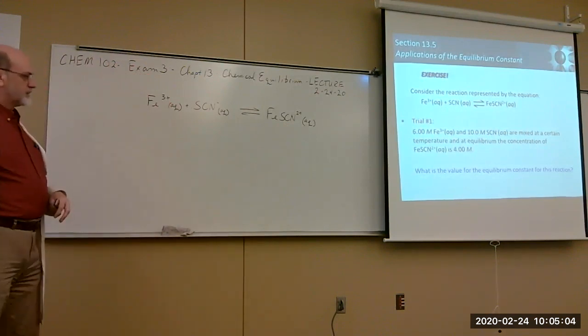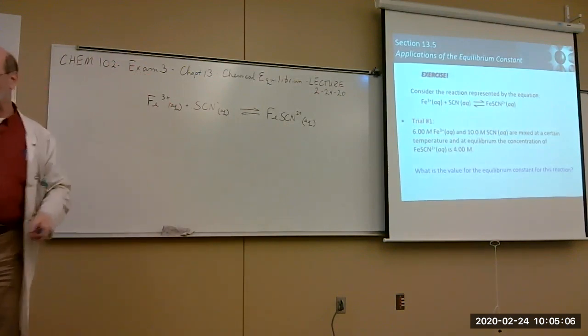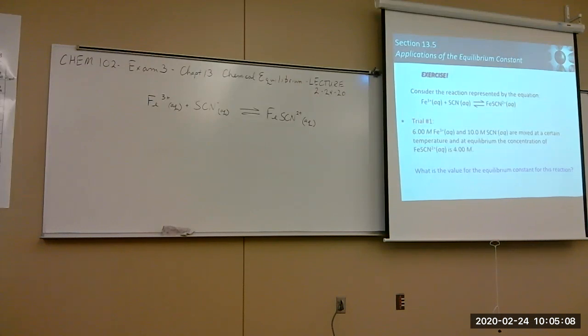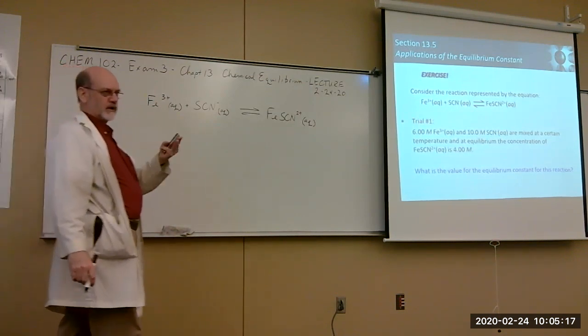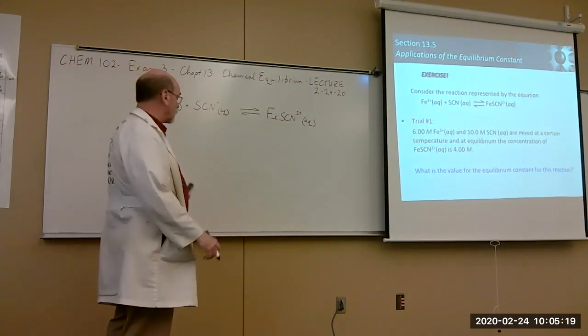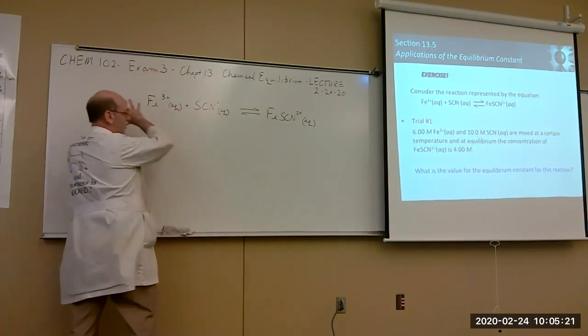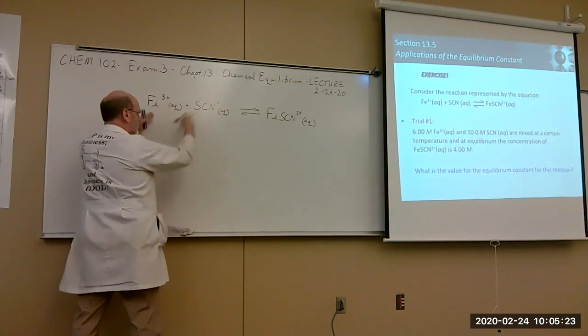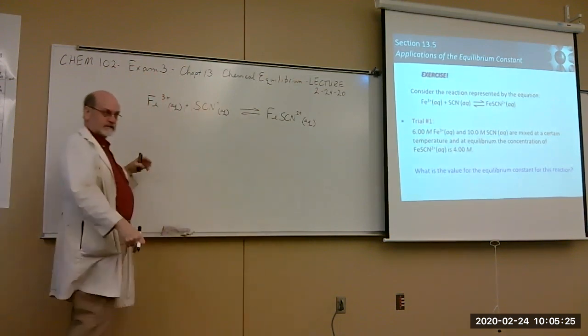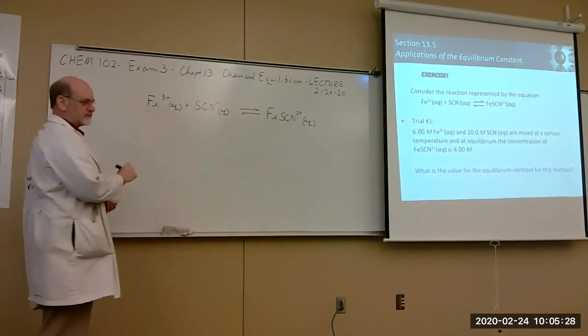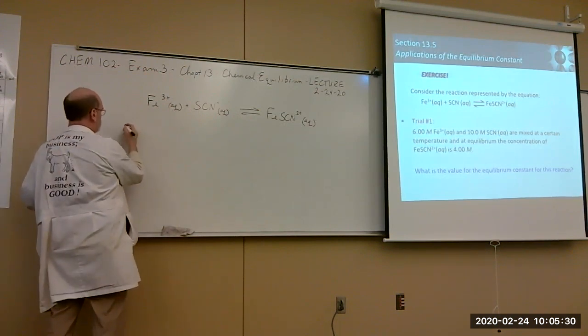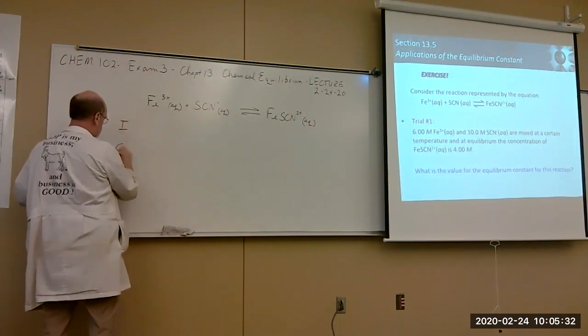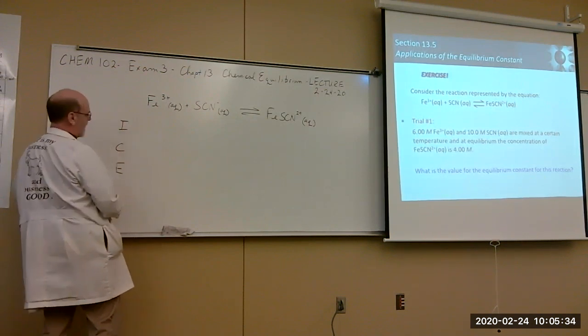All right, so I need to build an ICE table. I also need to define what ICE means. ICE means initial, change, equilibrium. Here's what it looks like. I like to write out the equation and then build my table underneath, like this, and I don't have to write those things again. So our table is going to look like this, this, and that.